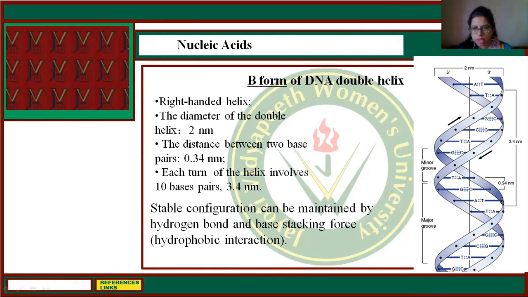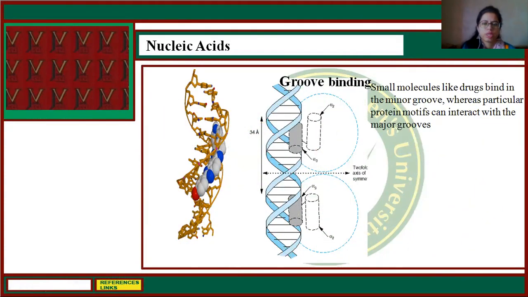of range 3.4 nanometers. And at the turn we have two types of groove. The first is the minor groove and the second is the major groove. You can see the depth of the groove. If the depth is greater, it is known as the major groove. If the depth is not so great, it is known as the minor groove. Here you can see groove binding. Small molecules like drugs bind in the minor groove, whereas particular protein motifs can interact with the major groove.